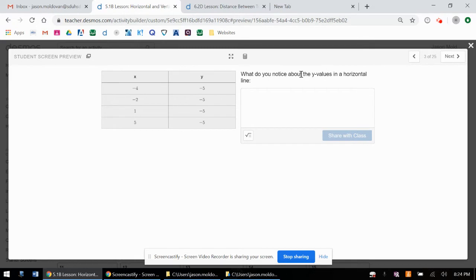The next one says, what do you notice about the y values in a horizontal line? We can say that we notice they're all the same, or they are all equal. In this case, they're all equal to -5. But for a different horizontal line, they might be equal to a different value. We'll click share with class.